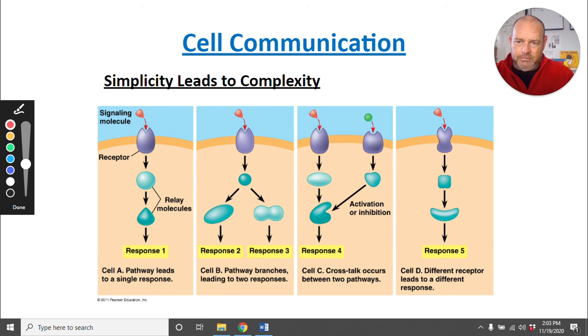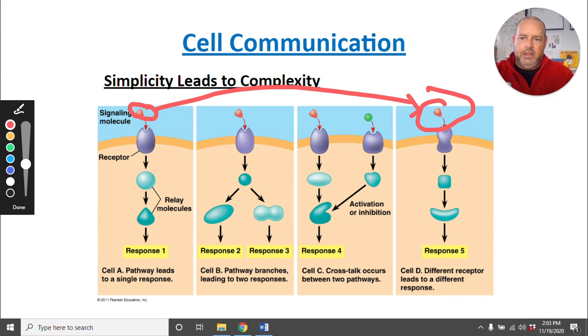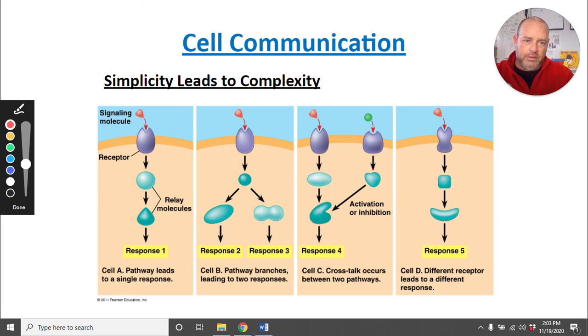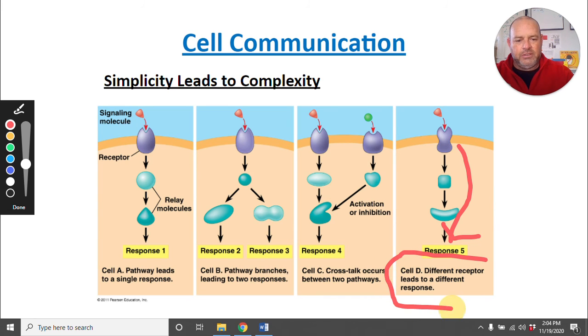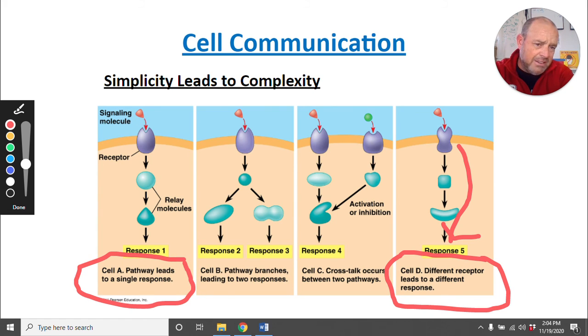And then the last one here, up here, notice it's the same ligand. It's the same signaling molecule as the first one, but it is not the same receptor. This is a different shape than this over here. So same ligand, different receptor, and this is different from this. Just by having a different receptor, it sends it down a different pathway, and you get a different response as opposed to this one. So that can definitely happen as well.